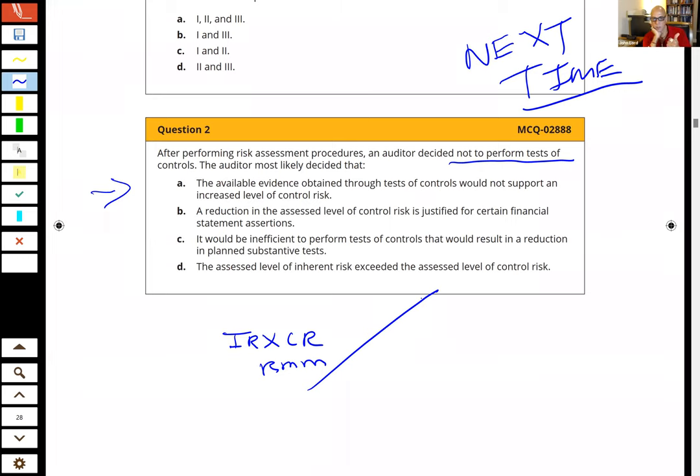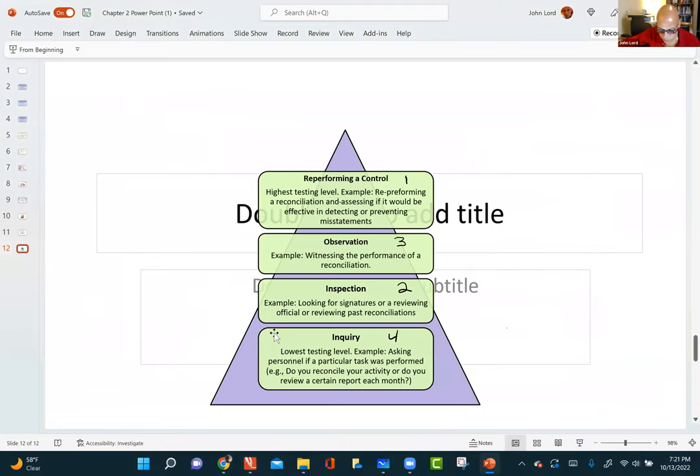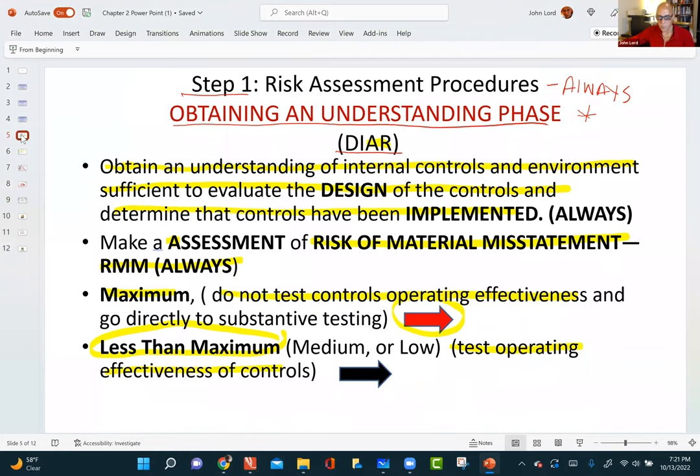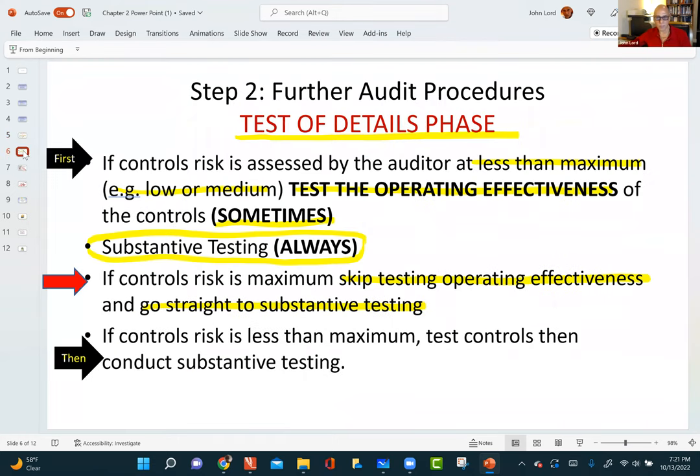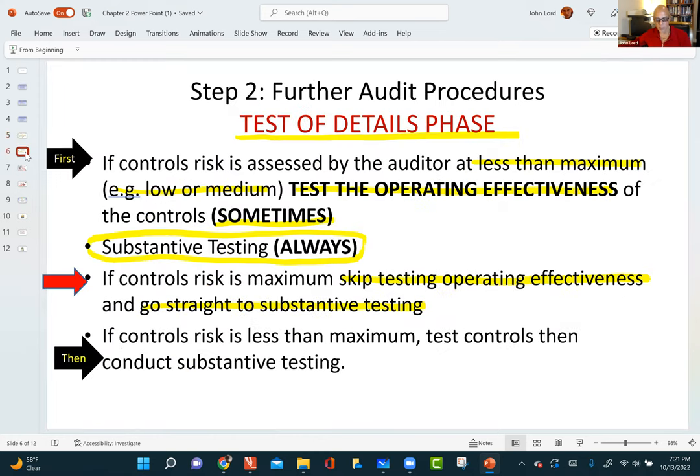If you evaluate the design of the controls and you've determined that they have been implemented, that's in the risk assessment procedures. After you perform risk assessment procedures, which is step one, you obtain an understanding of the design and the control, and you make an assessment of the risk of material misstatement. If you assess it at less than the maximum and you think it's low, you follow the black arrow and you must first test the operating effectiveness, then do your substantive testing. If you assess the risk of material misstatement at the maximum, then you can go straight to substantive testing. You don't have to test the operating effectiveness.